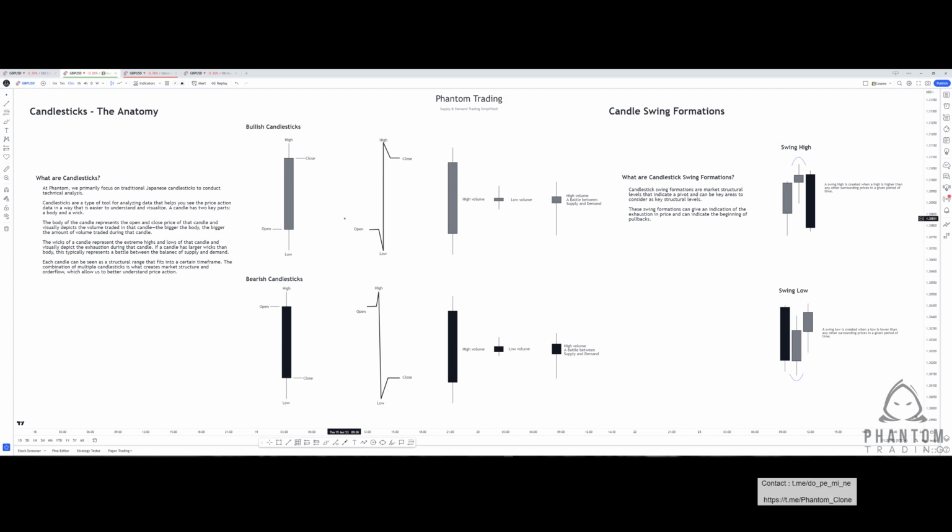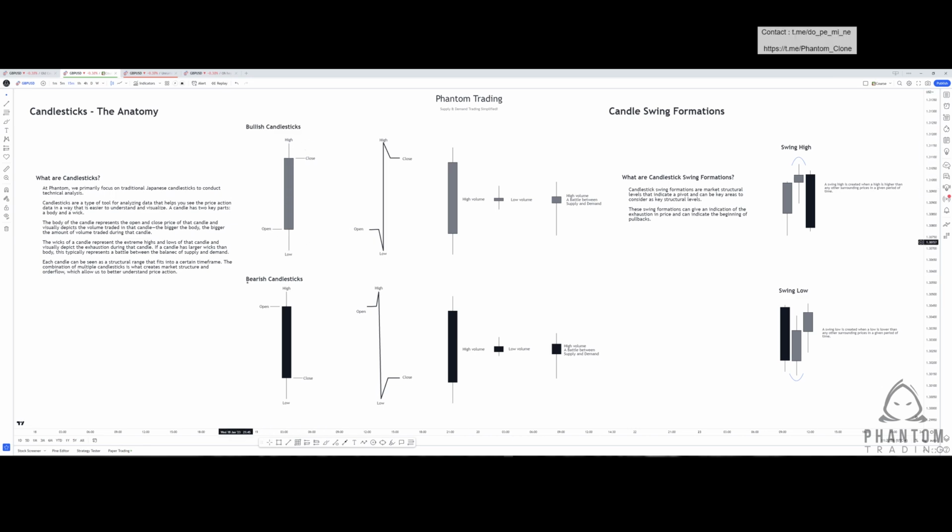Now, the other important component of a candlestick is the wick. The wick is going to showcase the extreme lows and highs of that candle, basically representing the extreme lowest point and the extreme highest point that price traded in that particular candle or time. These wicks are also going to visually depict exhaustion in the markets.